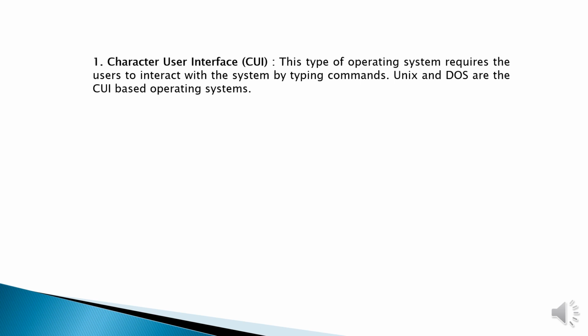Now I'm coming to CUI, Command User Interface, also known as Character User Interface. This type of operating system requires the user to interact with the system by typing commands. It means if you want to work on this kind of operating system, you have to use commands. Without commands, we cannot work on it. For every work, we type the command, and after typing the command, we press the enter key, then the computer performs the task for us. Generally, Unix and DOS are CUI based operating systems.